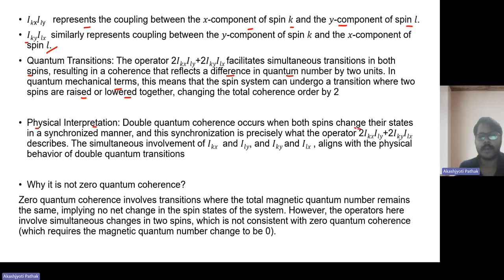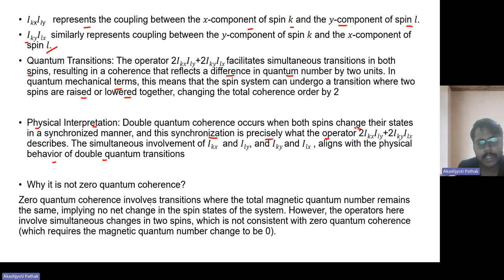And this synchronization is precisely what the operator 2IkxIly plus 2IkyIlx describes. So the simultaneous involvement of Ikx and Ily, and Iky and Ilx, aligns with the physical behavior of the double quantum transitions. So then, why is it not zero quantum coherence?